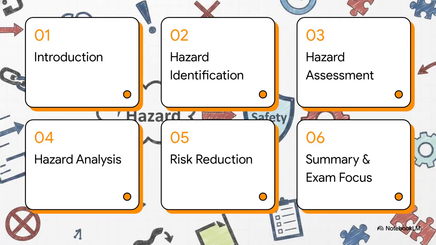Here is our roadmap for today. We'll start with Section 1, Introduction to Safety Requirements. Then Section 2, Stage 1, Hazard Identification. Section 3, Stage 2, Hazard Assessment. Section 4, Stage 3, Hazard Analysis. Section 5 covers Stage 4, Risk Reduction. And finally, Section 6 will be our summary and exam focus.